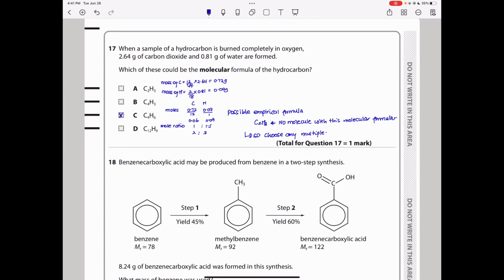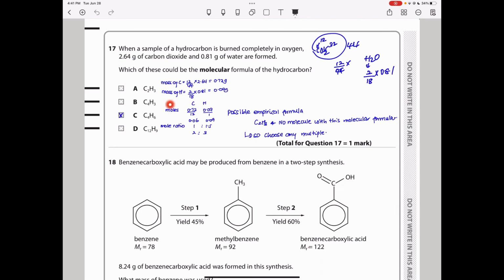Remember, in CO2, let me draw it here, carbon is 12 and the oxygen is going to be 32. So of the total 44, carbon counts for 12. So 12 over 44 times the mass of carbon dioxide. And in water, hydrogen counts for 2 out of the total, which is 18, so 2 over 18 times the mass of water, which is 0.81. As you can see here, that is how I got 0.72 grams and 0.09 grams.